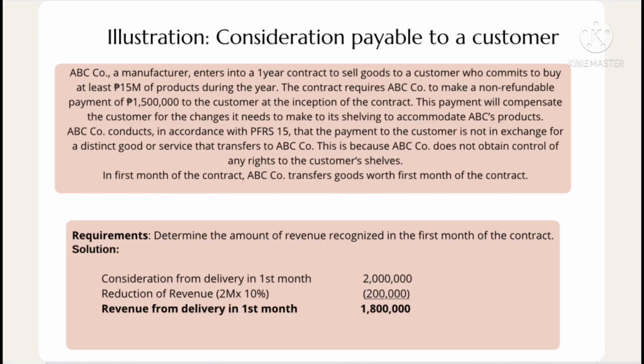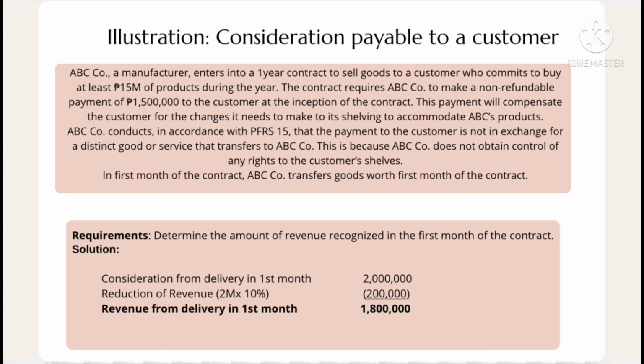Illustration for consideration payable to a customer. ABC Company, a manufacturer, enters into a 1-year contract to sell goods to a customer who commits to buy at least 15 million of the products during the year. The contract requires ABC Company to make a non-refundable payment of $1.5 million to the customer at the inception of the contract. This payment will compensate the customer for the changes it needs to make to its shelving to accommodate ABC's product. ABC Company concludes in accordance with PFRS 15 that the payment to the customer is not in exchange for a distinct good or service that transfers to ABC Company.